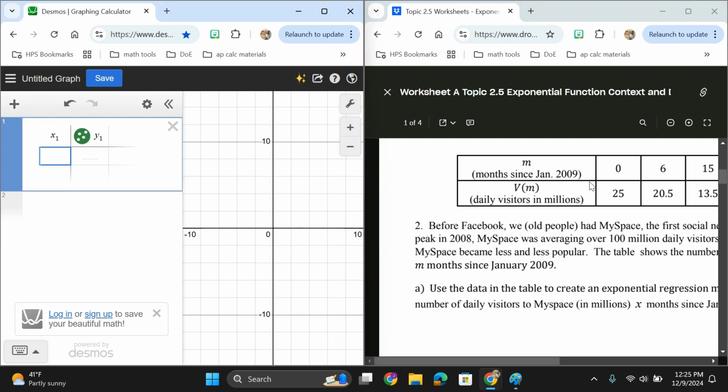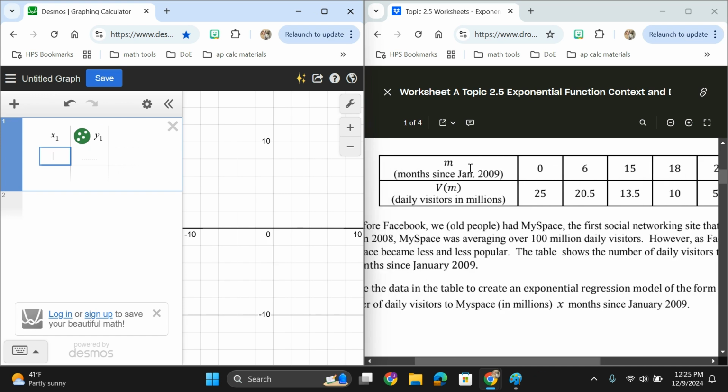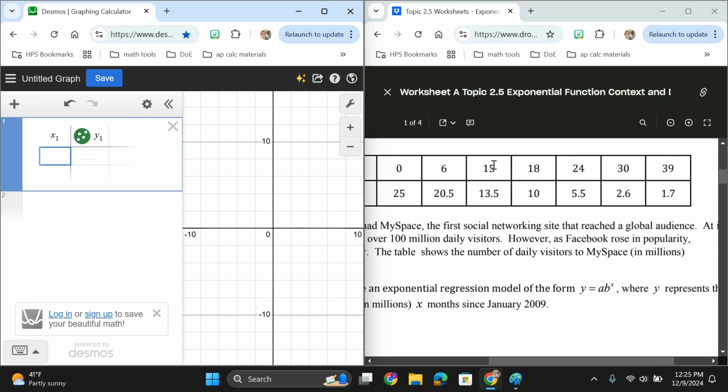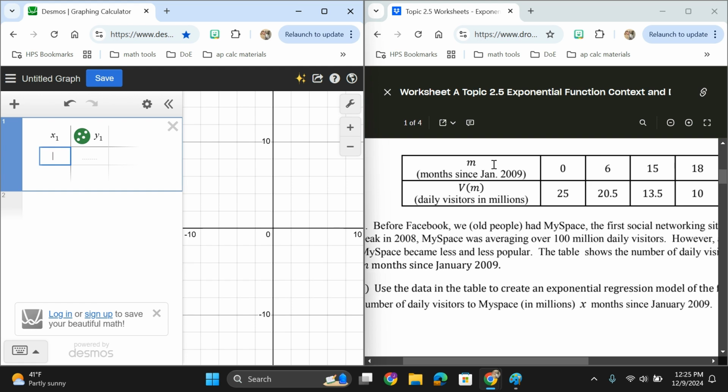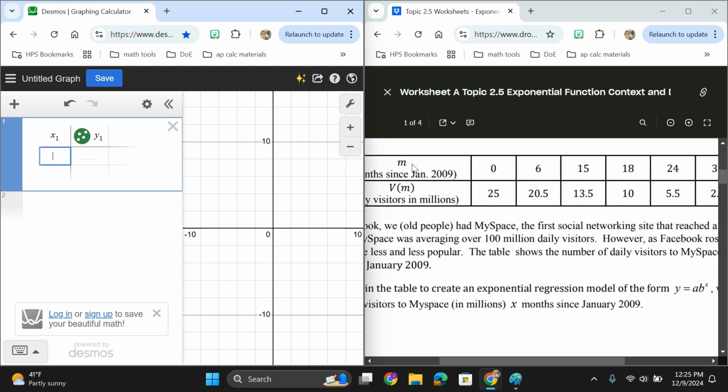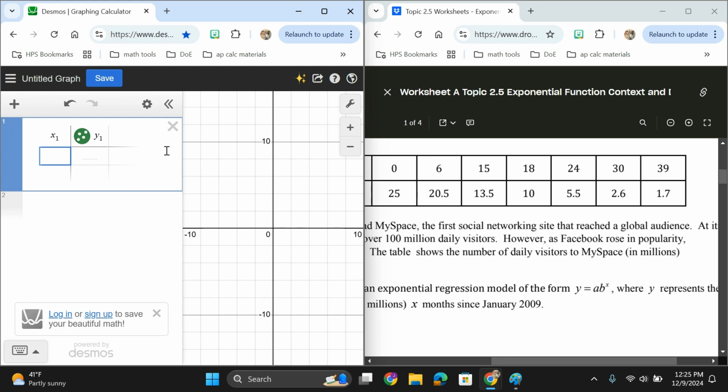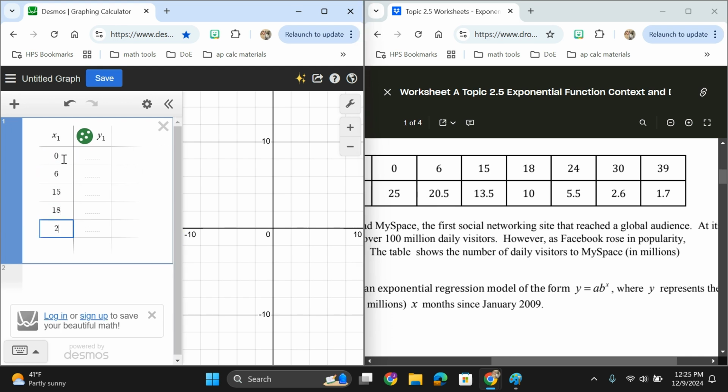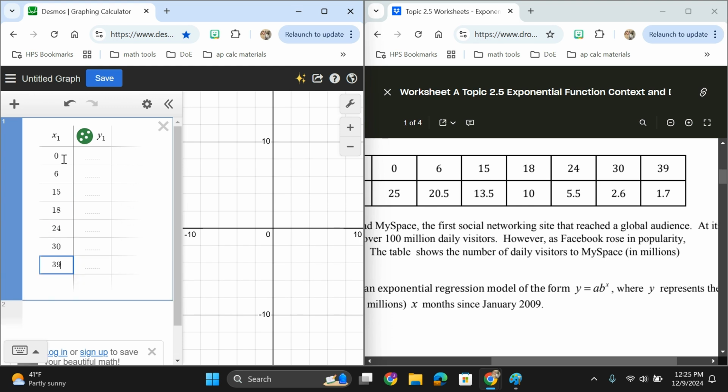The way that we do that, I'm going to press this plus here, and I'm going to add a table. I'm going to add my x's as the months since January 2009. Please note that x is always the input, y is always the output, even with M and V of M, even with different things. So I'm going to put in here 0, 6, 15, 18, 24, 30, 39. And here I'm going to put 25, 20.5, 13.5, 10, 5.5, 2.6, and 1.7.